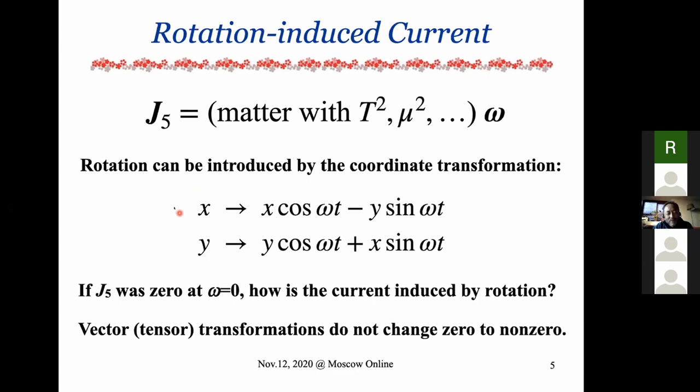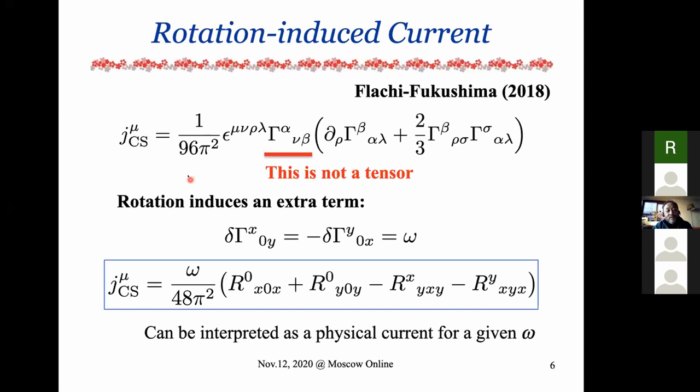I was pretty much puzzled by this feature, how the rotation could induce the current, even though the index of the current should transform as a tensor component. And so I was puzzled over years. And eventually, I think that the key to solve this puzzle is actually the feature of the Christoffel symbol.